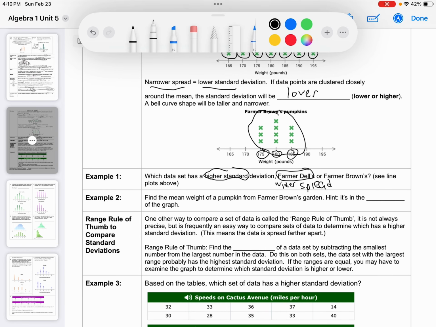Then I ask you to find the mean weight of the pumpkin in Farmer Brown's garden. We could do that by adding all of these numbers together and then dividing by however many numbers we have. But it gives you a hint. The middle of the graph is going to tell you the mean because this is perfectly symmetrical. We have 4 in the middle and then 3 on each side. So it's perfectly symmetrical, which means this middle number would be our mean, and that is going to be 180.